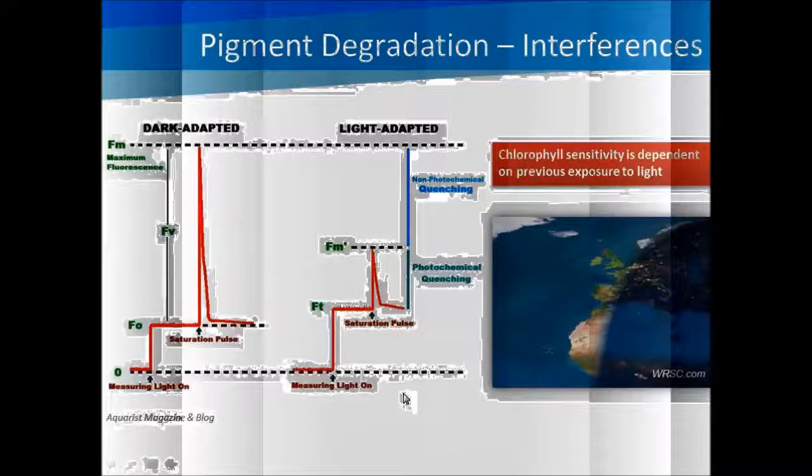Ultimately, the answer to how to combat the interferences that I've discussed is to be informed on how other parameters impact your data, and then to measure them as well. It's nearly impossible to infer ecosystem health by measuring just a single parameter.